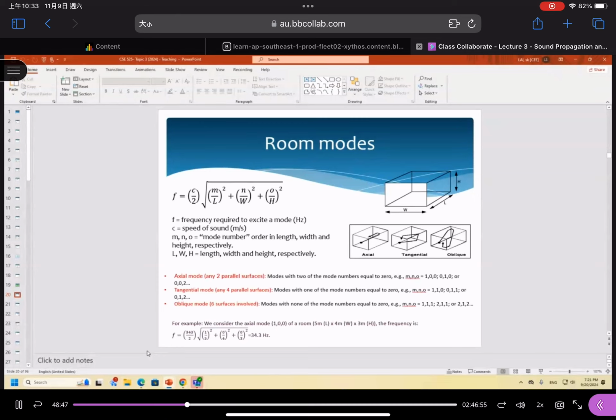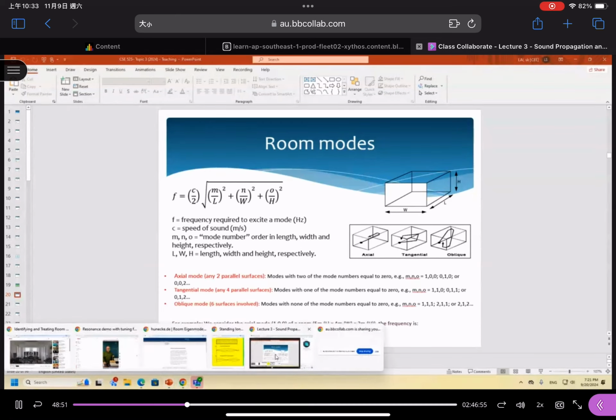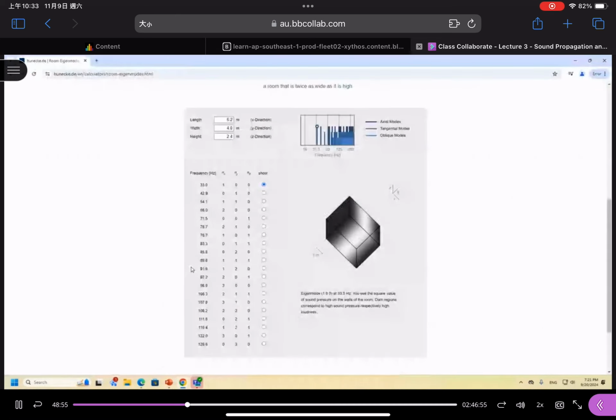Okay, let me show you another one. You can find any online calculators. You just Google room modes calculators, and you can find many. Let's say this is one of the online calculators. In this one, you can set the length of the room as 5.2 meters, the width as 4 meters, and the height, let's say we change it to 3 meters. When you look at this one, nx, ny, and nz correspond to the parameters m, n, and o. So what is the meaning of nx equal to 1? The first one is the axial mode, because we just consider that one of the parameters is not equal to 0.